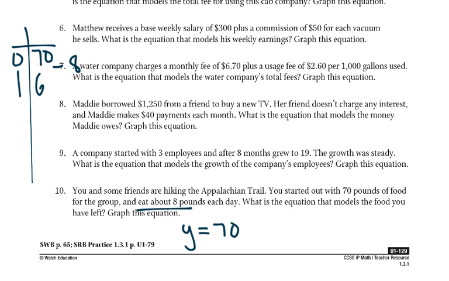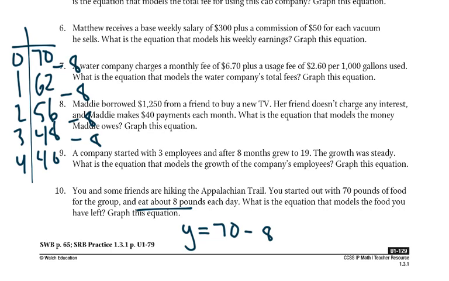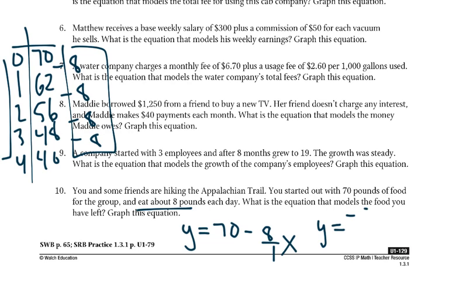So after 1 day, we'd be down to 62. Subtract 8, and it'd be down to 56. Subtract 8, it'd be down to 48. Subtract 8, be down to 40 after 4 days. So we're subtracting 8. That's our growth here. We're going up by 1 here, and so that's where the x goes. So in other words, we could go y equals negative 8 over 1 x plus 70, or y equals negative 8x plus 70, or y equals 70 minus 8x. It's all the same.